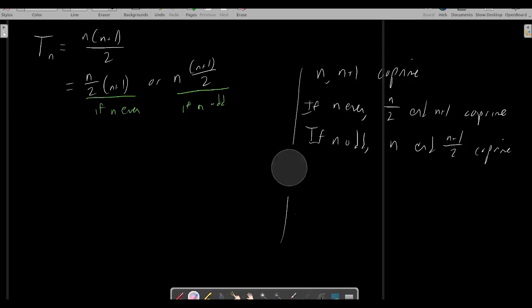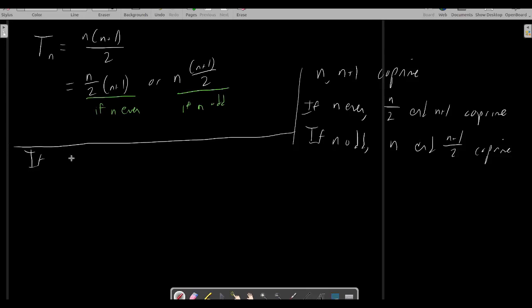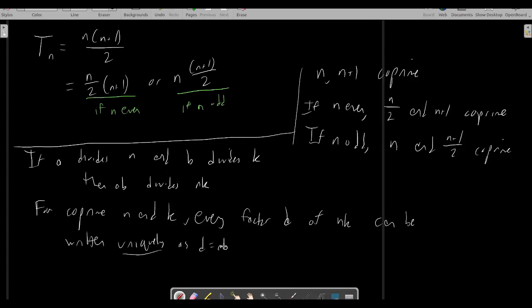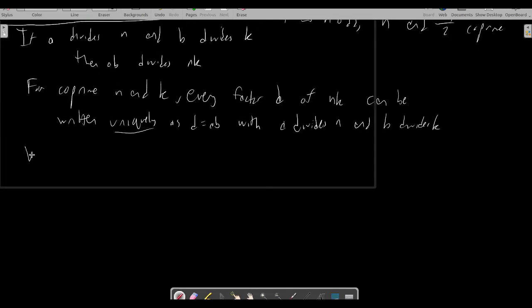There's one other useful property of coprime integers I haven't mentioned yet, and it has to do with the distinct factors of coprime numbers. Clearly, if we have a factor a of n and a factor b of k, then a times b is a factor of n times k. But if the two numbers n and k happen to be coprime, this fact also works in reverse. When n and k are coprime, every factor of n times k can be written uniquely in the form a times b, where a divides n and b divides k. Let's take a moment to see why this is.